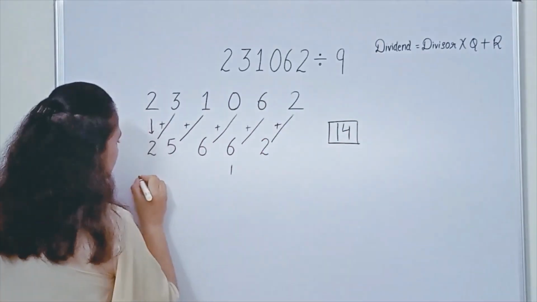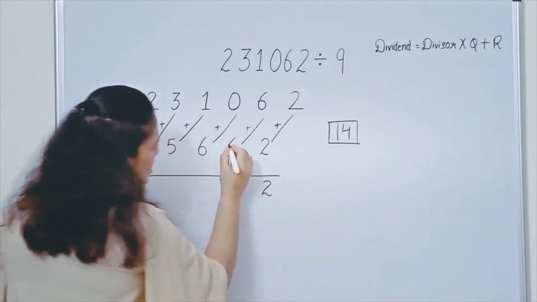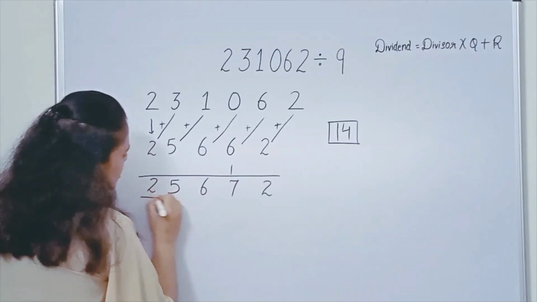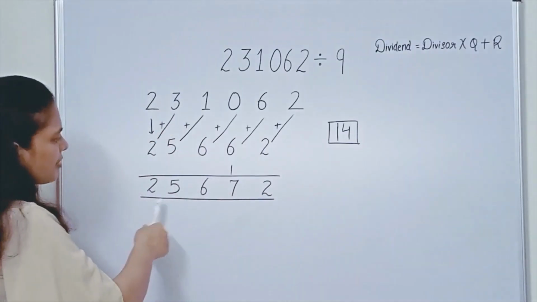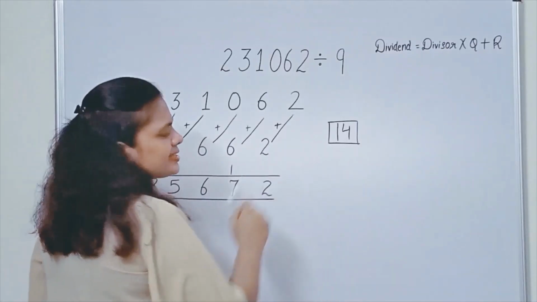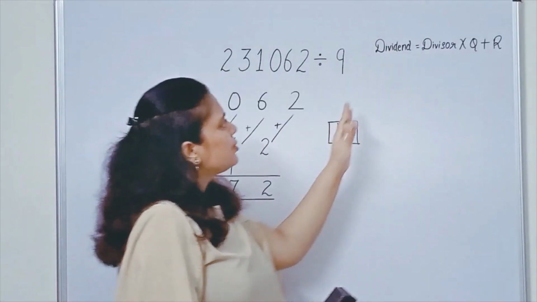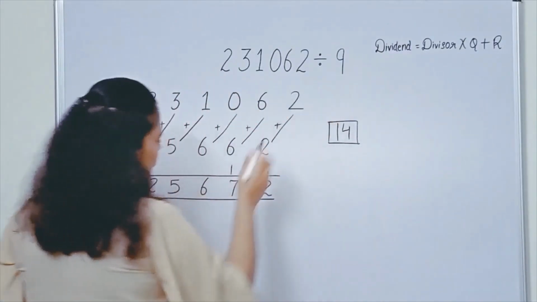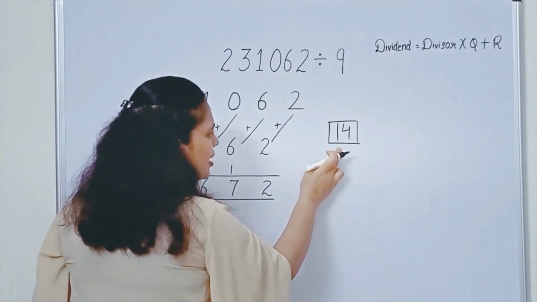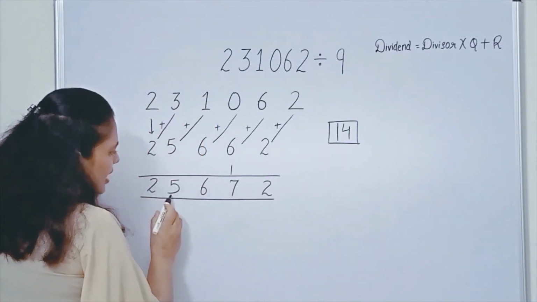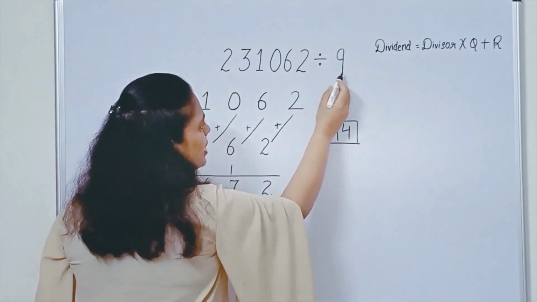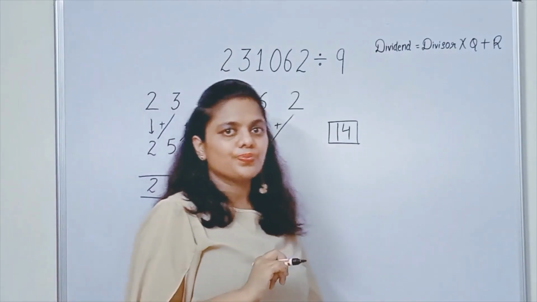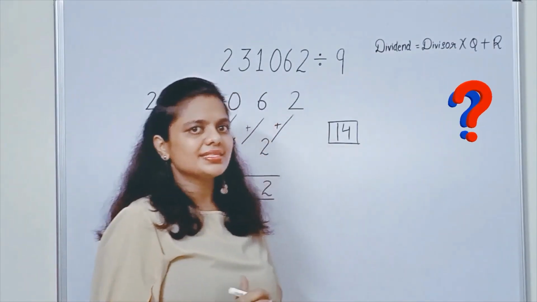Now, what will be the final quotient if I add this up? 2 as it is, 6 plus 1 is 7, 6 as it is, 5 as it is, 2 as it is. So, quotient is coming out to be 25,672 while remainder is coming out to be 14. Now, we all know that dividend is divisor into quotient plus remainder, right? What is the divisor? 9. What is the quotient? This. What is the remainder? R. Now, if I multiply 25,672 into 9 plus 14, I'll get the same dividend, which is 2,31,062.